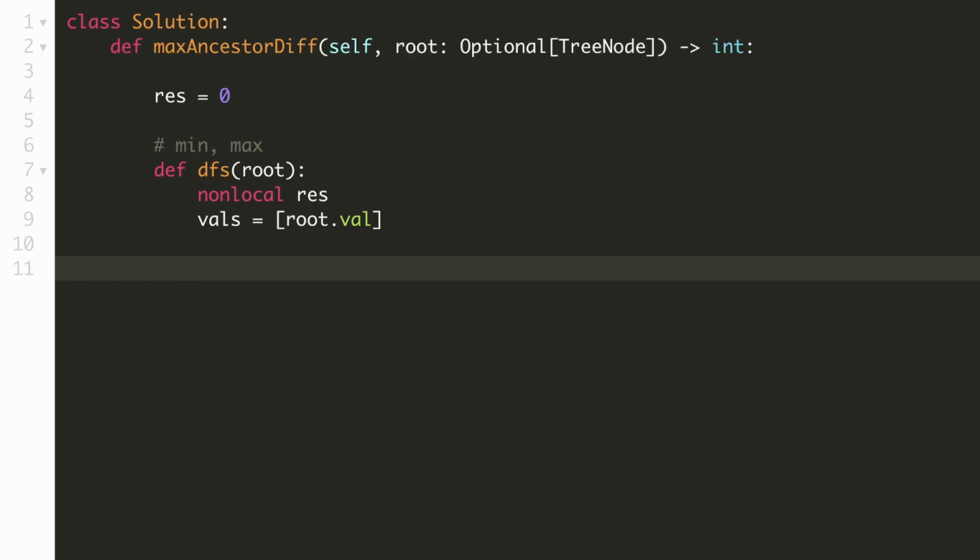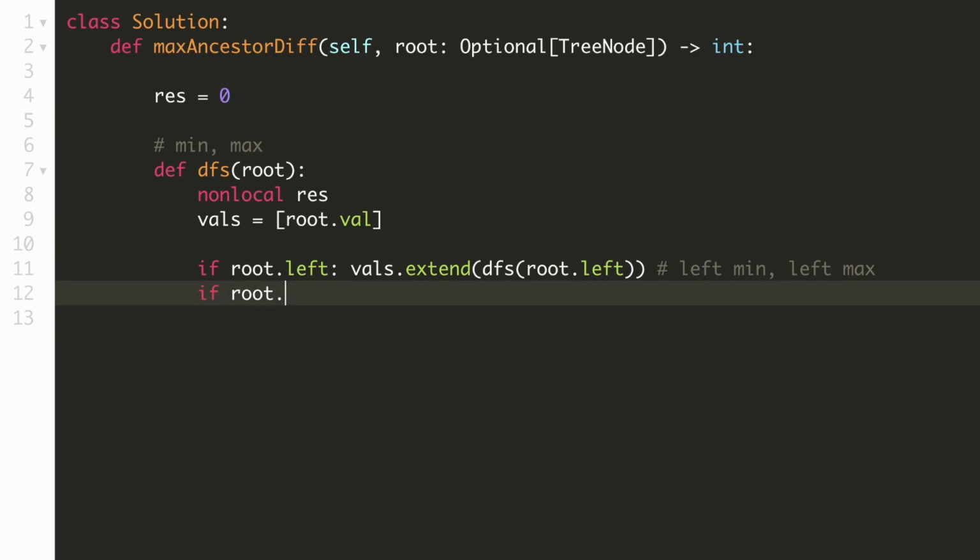It is already given in the problem that the binary tree is non-empty, so we are not checking if it is a null node. We'll check if there is a left child, then we'll find the minimum and the maximum of it and add it to our array. So now we have stored the left minimum and the left maximum. We'll have to do the same thing if a right child exists. We'll call DFS on the right child and add the right minimum and the right maximum to the array.